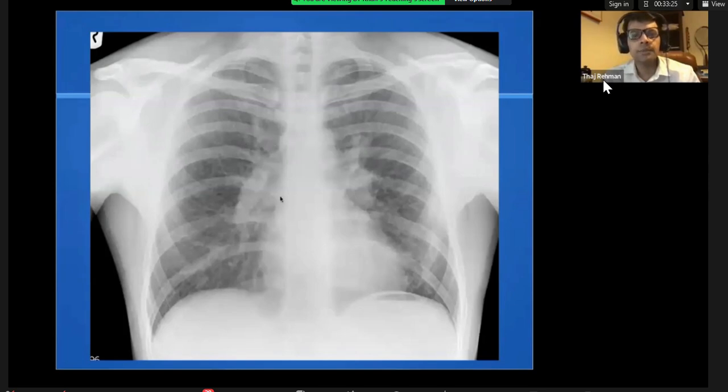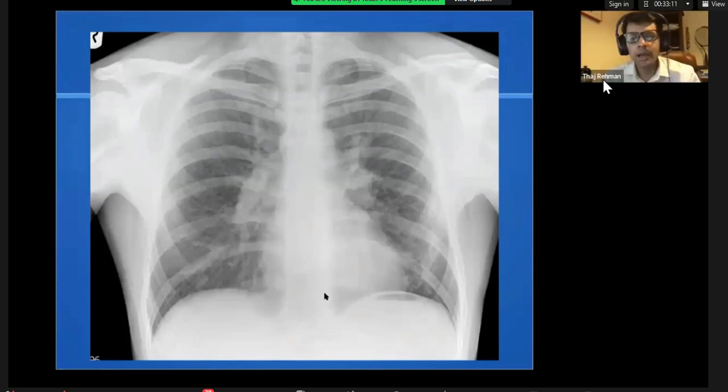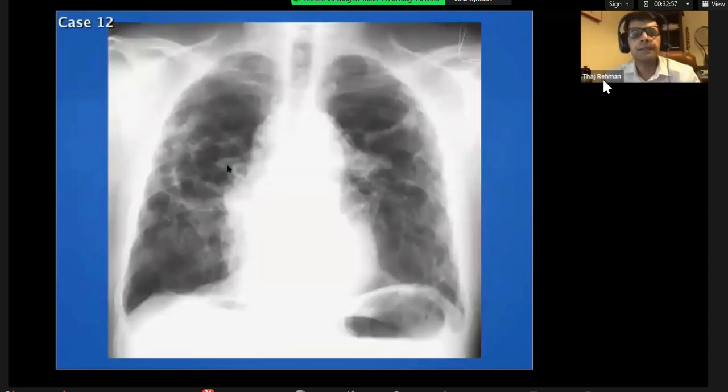So I'll skip through this: bilateral hilar lymphadenopathy and predominantly reticulations here. Yeah, and some nodules. Are you able to see the nodules? Yeah. And reticulations. Apices are spared. There is no volume loss. So since it's hilar lymphadenopathy and reticulations, we'll think of sarcoidosis. We can think of lymphangitis carcinomatosis, lymphoma, etc.